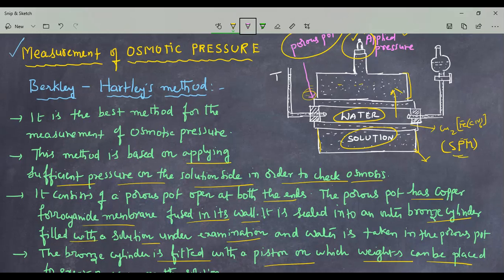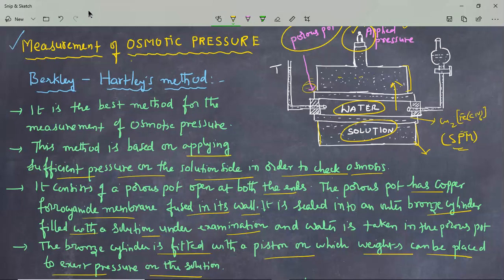So what is osmotic pressure here? Osmotic pressure is nothing but when we apply pressure on the solution side using this piston, then obviously this kind of osmotic pressure can be noticed.